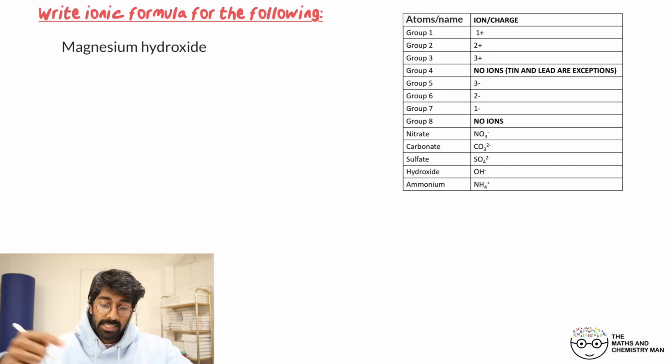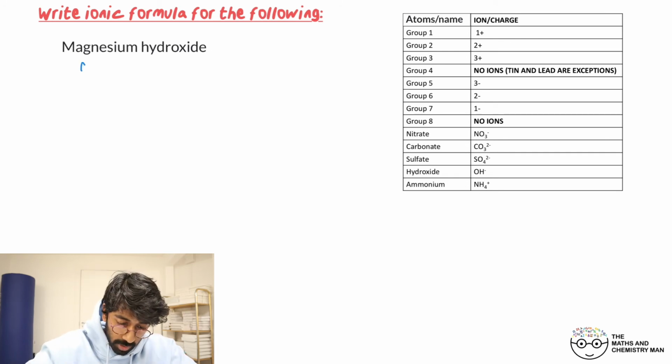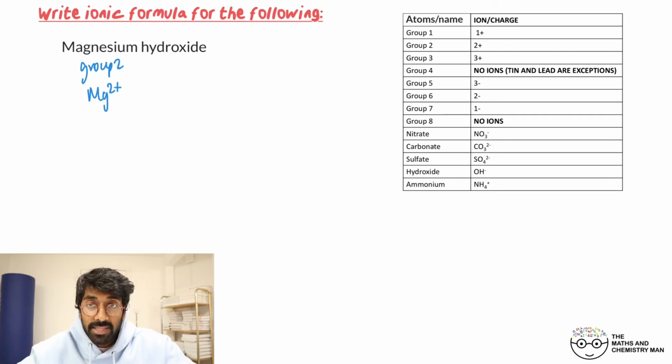Last one then, magnesium hydroxide. So we've already had a look at the periodic table for magnesium. We said it's in group number 2, right? So I'm just going to put group 2 under here, and that there is going to be Mg2+. Now hydroxide, you're not going to find that in your periodic table, right? You're going to need to look at this little table I've given you here, because the periodic table only has elements in it, right? This here, OH minus, is not an element, clearly.